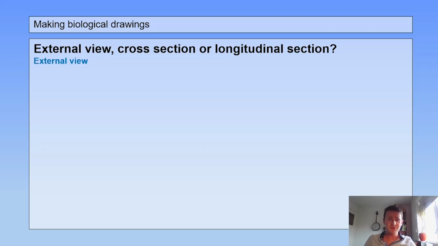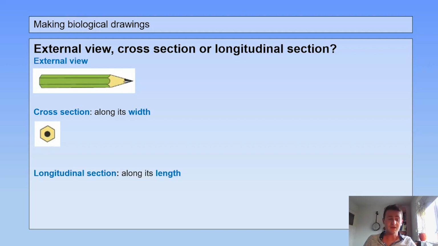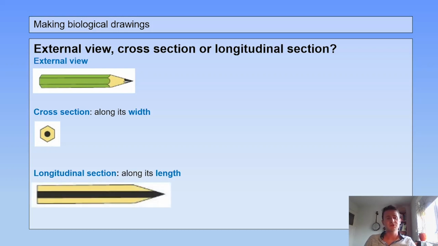Then external view, cross-section, longitudinal section. If you look at an object from the outside, it's called an external view. If you make a cross-section, you cut something along its width. So that's called a cross-section. You can also make a longitudinal section and then you cut something along its length. So here you see the external view from the outside, a cross section along its width, and a longitudinal section along its length.